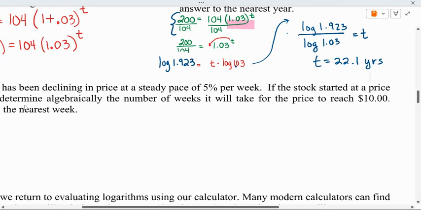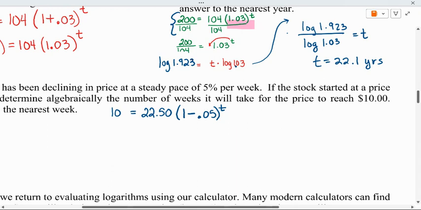All right, a stock has been declining. Declining is decay, so we do 1 minus instead of 1 plus. At a steady pace of 5% per week, if the price started at $22.50, so that's my initial value, 22.50 times (1 minus 0.05) to the t. How long, how many weeks, t is our number of weeks, will it take for the price to reach $10?